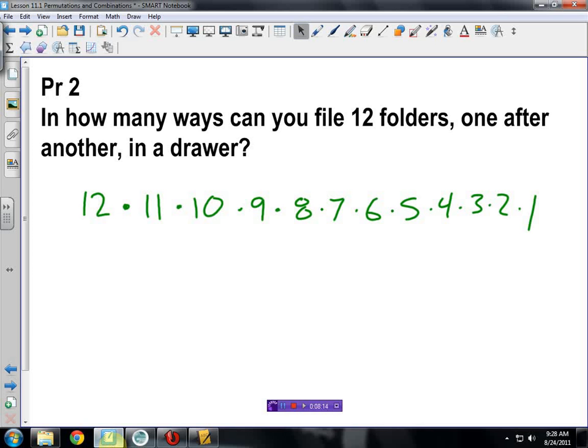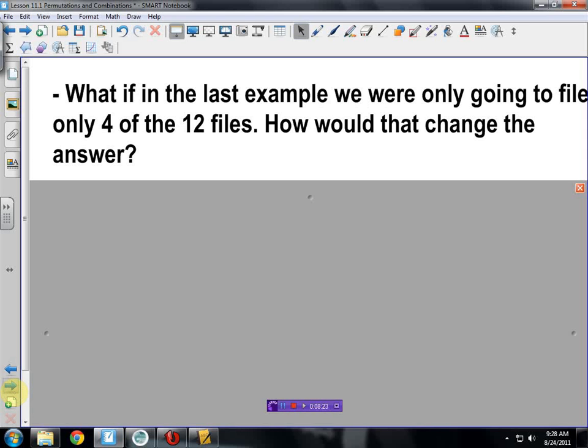Now you wouldn't think it, because you can hold 12 folders in your hand, but there's very, very many ways to file them. All right. Now this one's going to ask you, what if in the last example we were only going to file 4 of the 12 folders? So 8 of them we're going to throw away. We're only going to keep 4. And how would this change our answer?